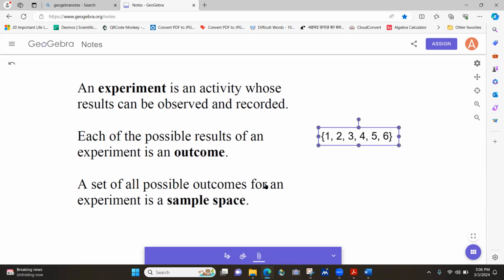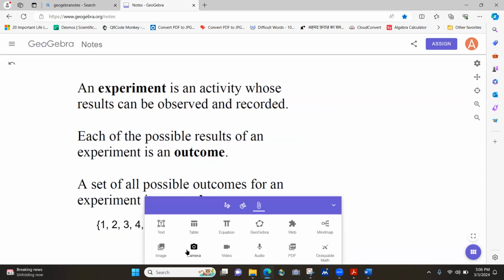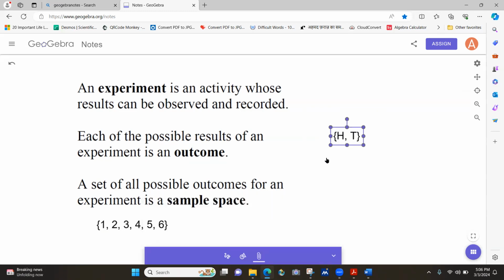If you are tossing a coin, you could possibly get a head or a tail. Your sample space is going to be H and T. Now, we write sample space using set notation, okay? So sample space is a set that contains all the possible outcomes, all right?